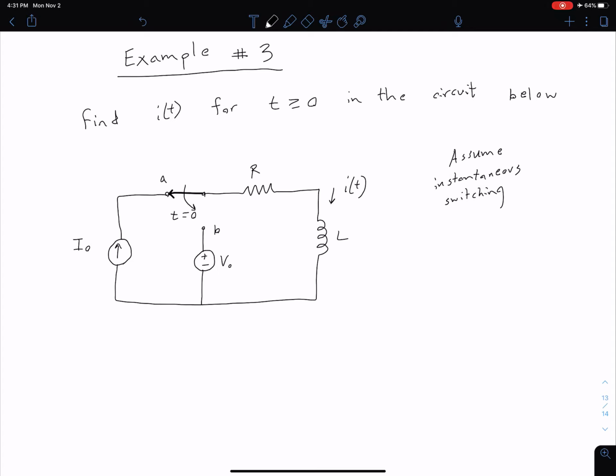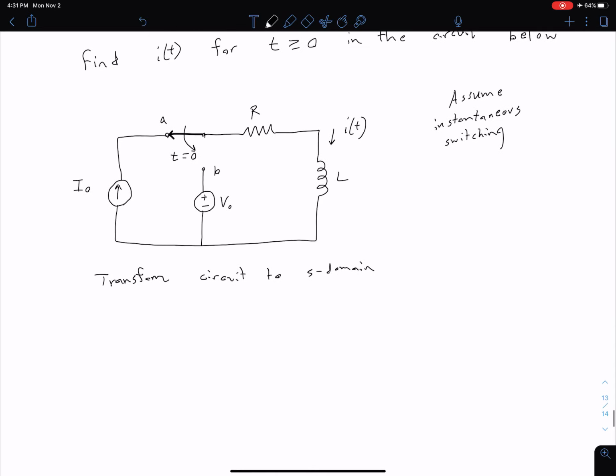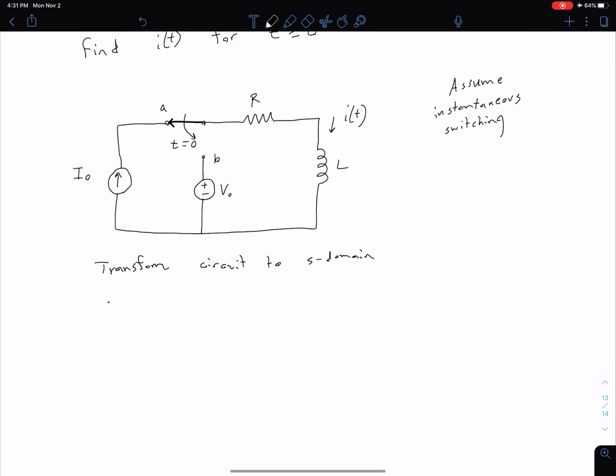So let's start this example the same as we have the previous two examples, by transforming our circuit to the S domain. As we've seen in the last two examples, we have no change for our resistor. It's just going to stay a value of R.